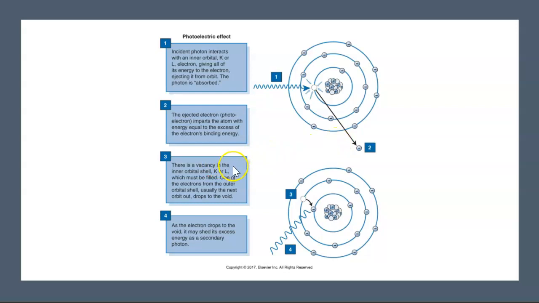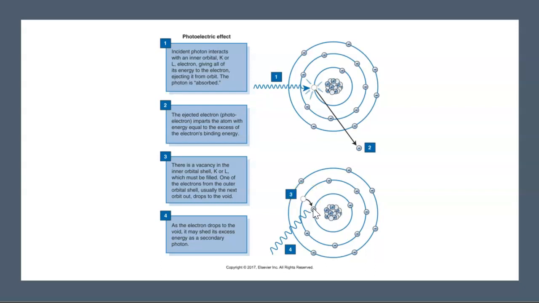So there's a vacancy in the inner shell, K or L, that must be filled. One of the electrons from the outer shell, usually in the next orbit, will drop down to fill the void. Now, you remember from the interactions within the tube, if we knock out an inner shell electron and there's a vacancy, the atom is completely unstable and it's going to immediately try to stabilize itself. And it's going to drop down an electron from an outer shell into the inner shell.